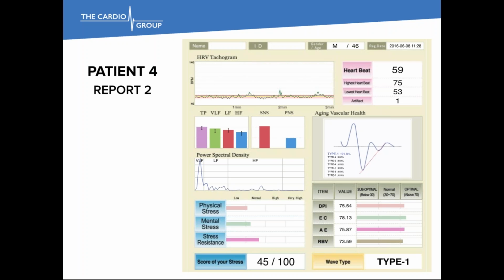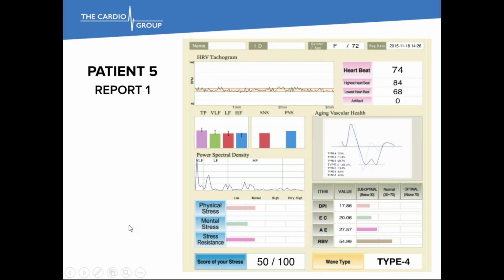Their physical stress is low, but not as low as it could be. Mental stress here is low, but stress resistance is actually quite low. So again, it would be more of a routine workout recovery type day for an athlete, but this appears to be a good quality study, and we would run with that interpretation.